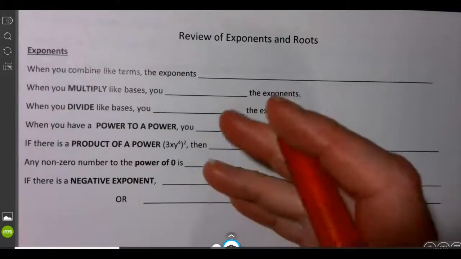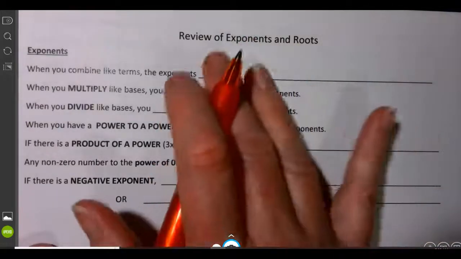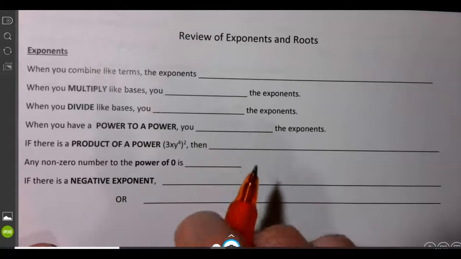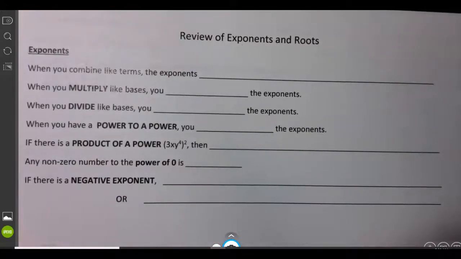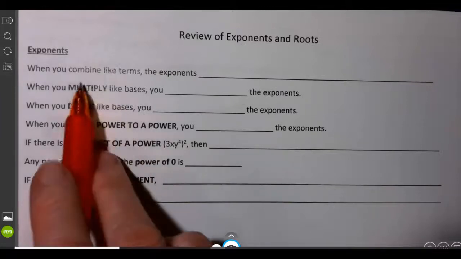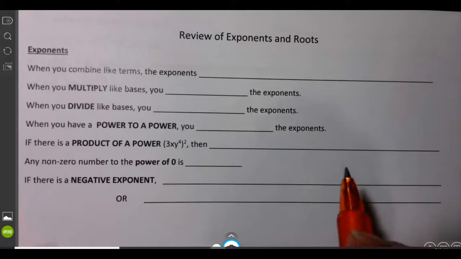I would love it if you would pause your video right now and see if you can fill in any of these on your own. I think there's a lot of them you could. It'd be kind of a fun challenge, so I'd encourage you to do that. What we're going to do is go through and I'll do some examples off to the side so that it will help you remember too.